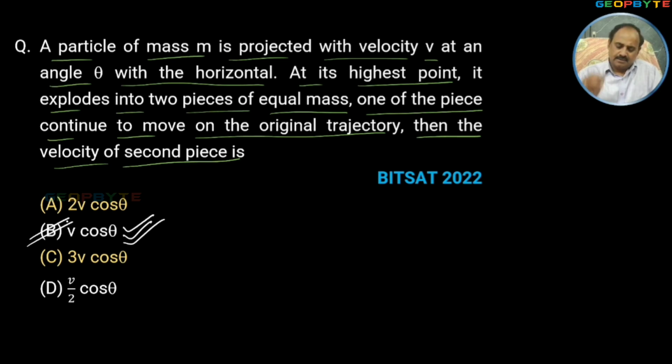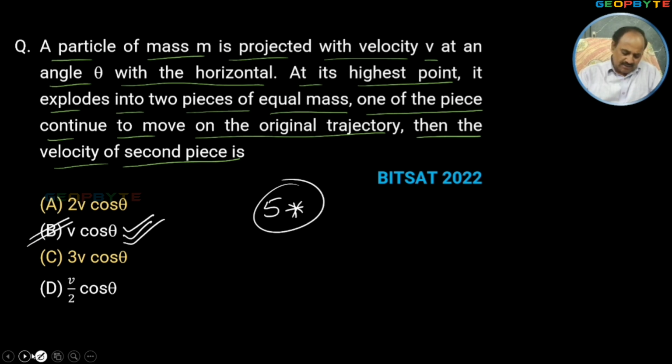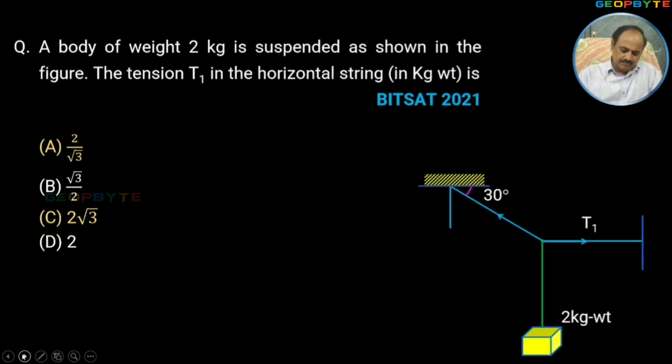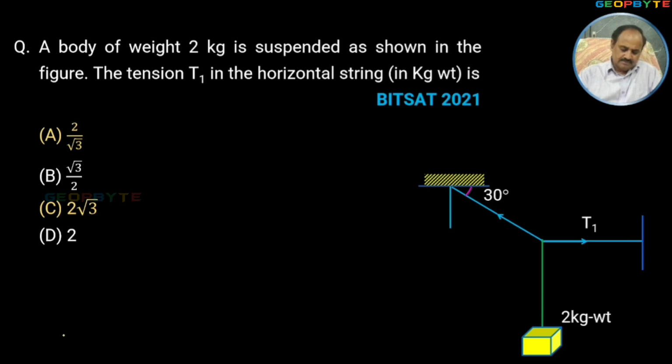Understood clearly? It is a 5-star problem, meaning a most important problem. This kind of problem can be repeated. Okay. Similarly, let us take another important problem.